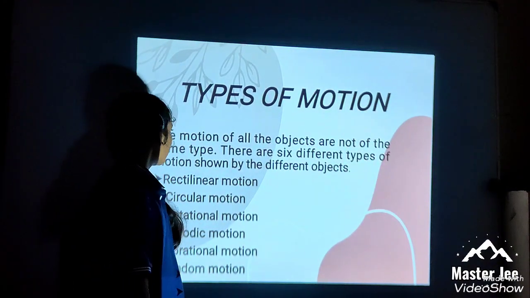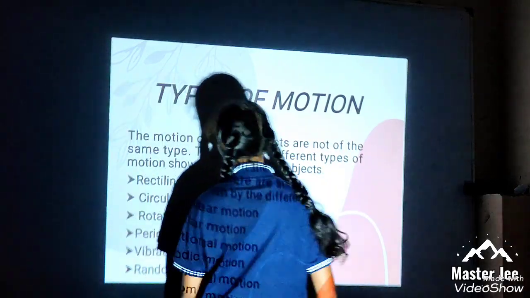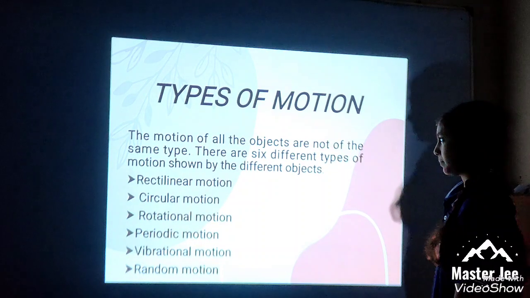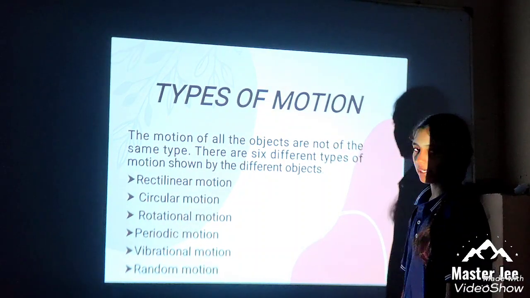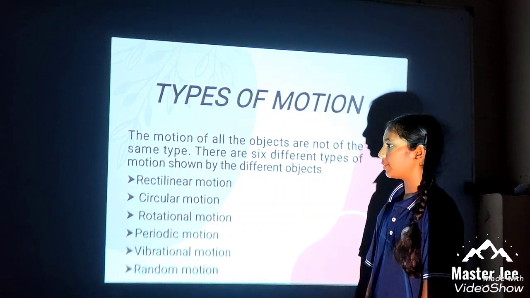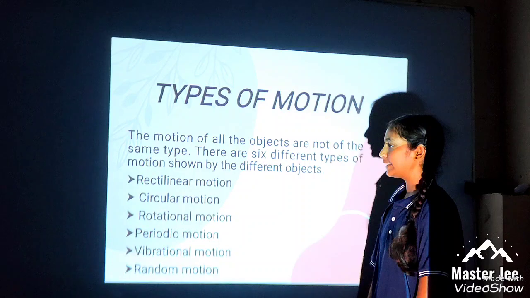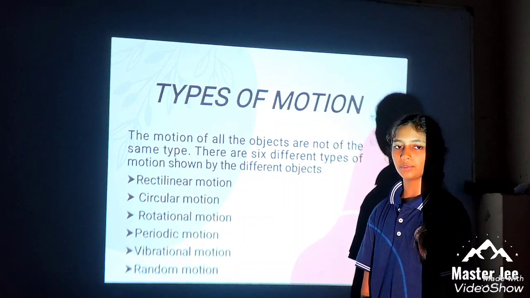Types of motion. The motion of all objects is not of the same type. There are 6 different types of motion shown by different objects. The 6 types of motion are rectilinear motion, circular motion, rotational motion, periodic motion, vibrational motion and random motion.